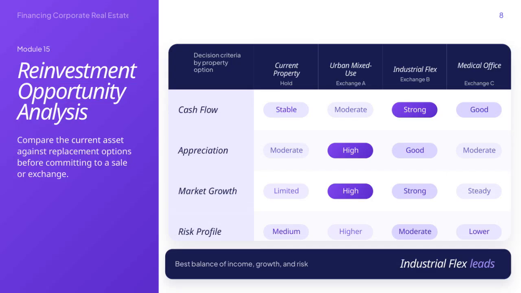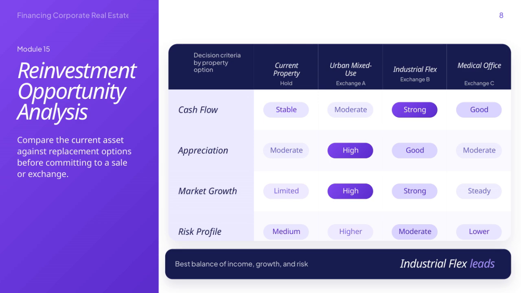Now, let's take a closer look at the reinvestment opportunity analysis. The key here is to carefully compare your current asset against potential replacement options before making any decisions to sell or exchange. We evaluate each property option based on several important criteria, including cash flow, appreciation potential, market growth, and risk profile. For instance, holding the current urban mixed-use property offers stable cash flow with moderate appreciation and limited market growth, carrying a medium risk profile.